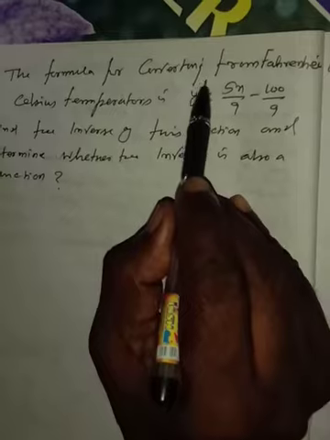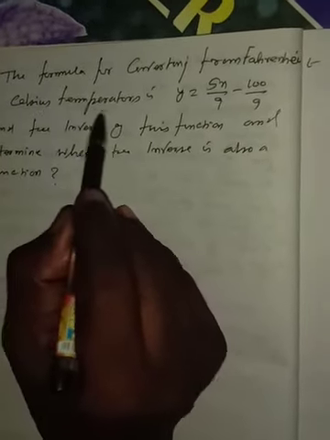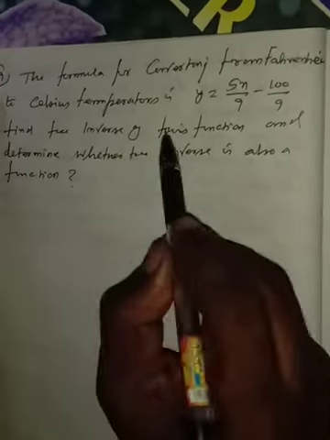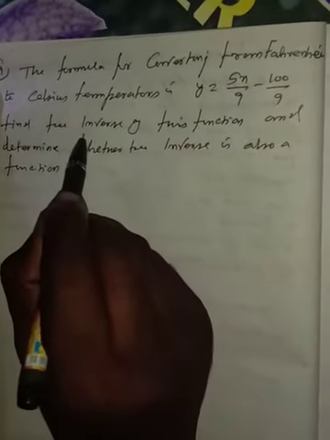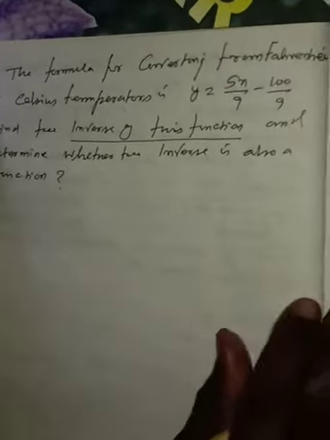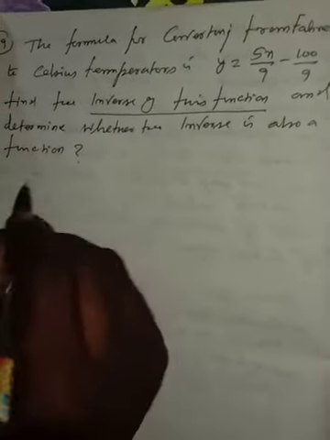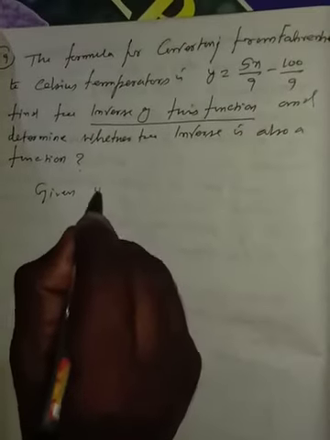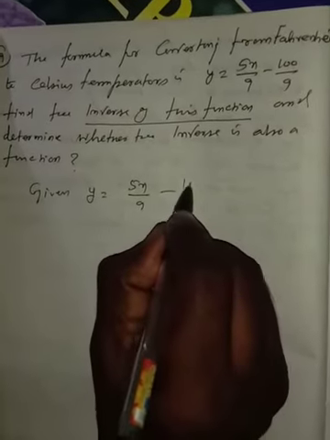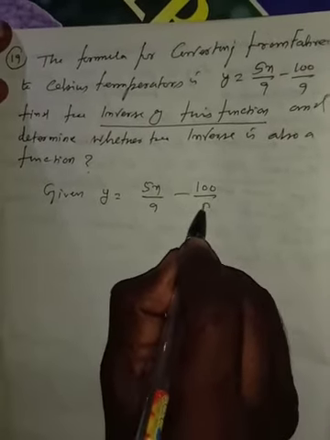For converting from Fahrenheit to Celsius, Celsius means centigrade, the temperature is y is equal to 5x by 9 minus 100 divided by 9. Find the inverse of this function and determine whether the inverse is also a function. Given function is f of x, that is y, y is equal to 5x divided by 9 minus 100 divided by 9.